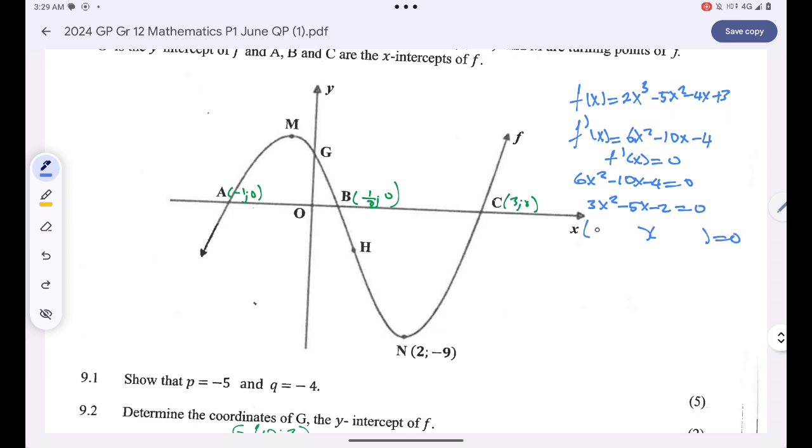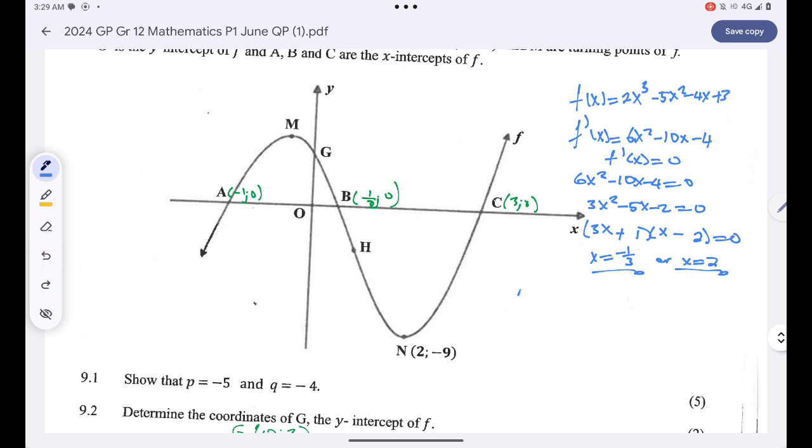Open two brackets: 3x, x, 2 and 1. I'll have minus and plus. Then x is basically negative 1 over 3, or x is 2. Indeed, one of the x values has to be 2. So for the corresponding y value, I just need to substitute this x value into the original equation.